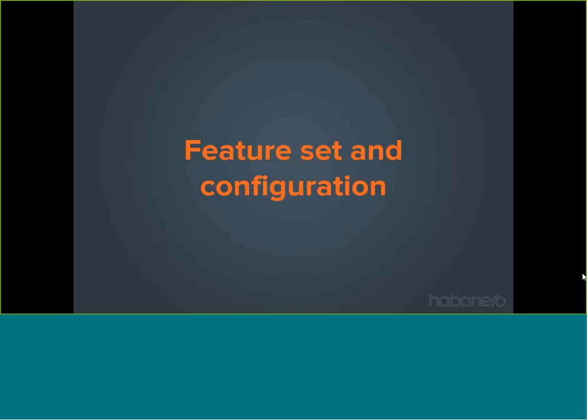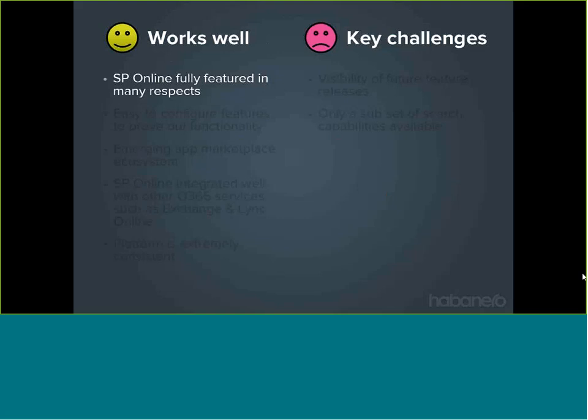So in terms of feature set and configuration, what works well? First off, SharePoint Online is very full-featured in many respects, particularly around collaboration and social. So it's much more robust than it ever has been in past incarnations of SharePoint Online. From a SharePoint analyst or power user point of view, it's extremely easy to configure solutions either in production or to prove out functionality in a proof of concept on the platform. You don't generally need a lot of developer support to prove out things and to configure sites in production.